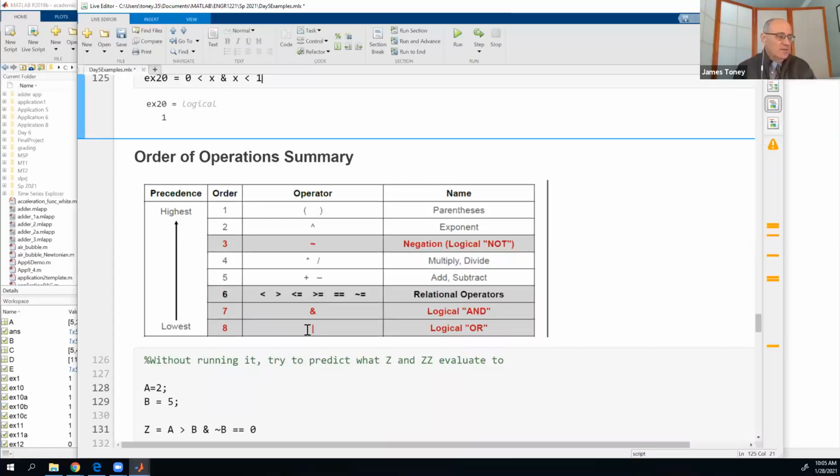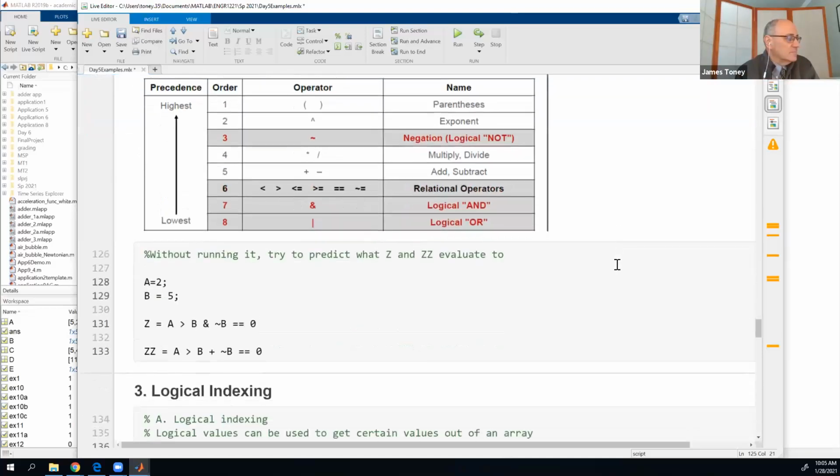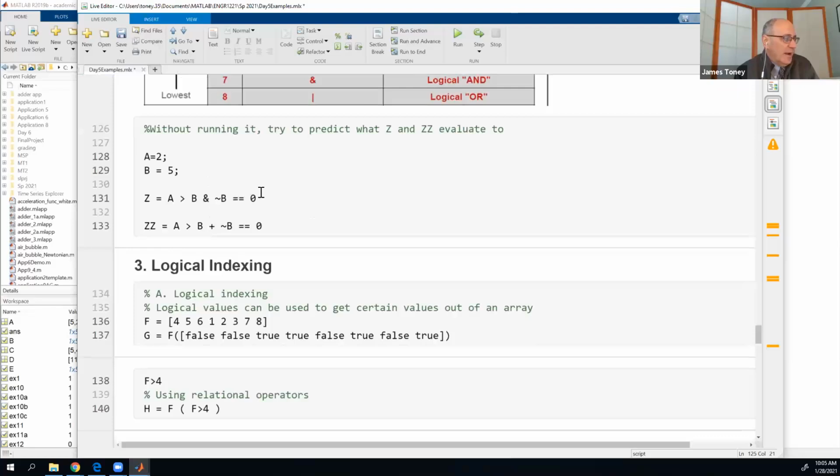You may need to know that sometimes. So if you're thinking, do I need to put these in parentheses? You can refer back to this chart and say, oh yeah, I want this or to be done before the and, so I have to put it in parentheses. Okay, and then here are a couple that you can practice on. Try to predict what this is going to give you before you run it.